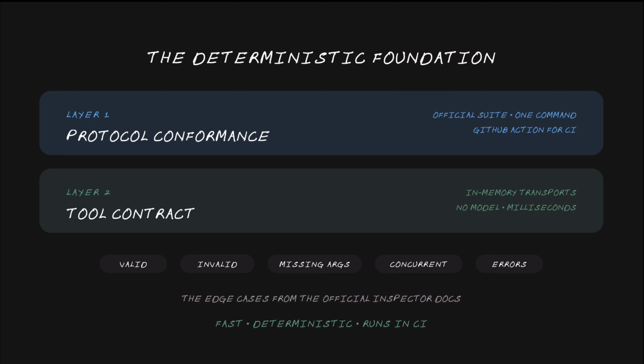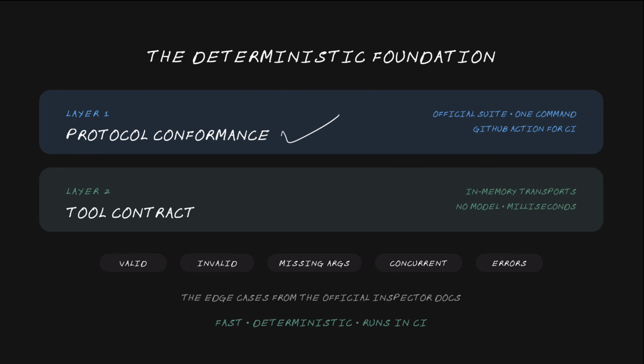So here is the testing stack I would actually build. It has 4 layers, so let's start with layer 1. Layer 1 is protocol conformance itself. There is now an official conformance suite: one command pointed at your server, with scenarios for the handshake, tools, resources, and auth flows, plus a simple GitHub Action so it can run in CI/CD.